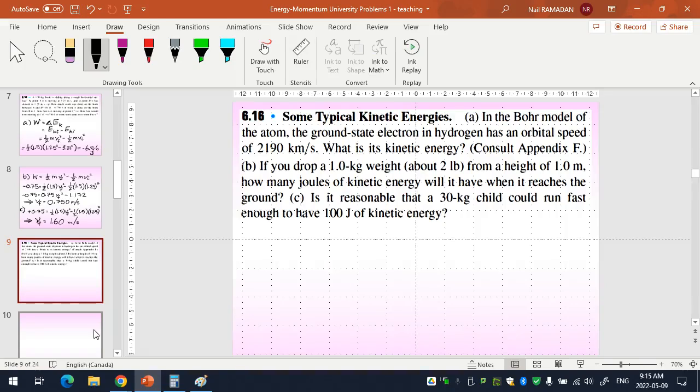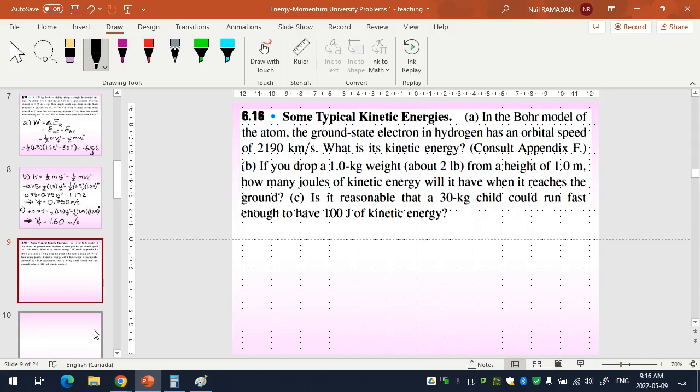Some typical kinetic energies. In the Bohr model of the atom, the famous hydrogen atom, the ground state, how many of you have heard of something called the ground state? Come on, people, you did chemistry. What's ground state? You either did it in grade 11 or you definitely got to do it in grade 12. The ground state of any electron is the amount of energy it has at the lowest energy level.